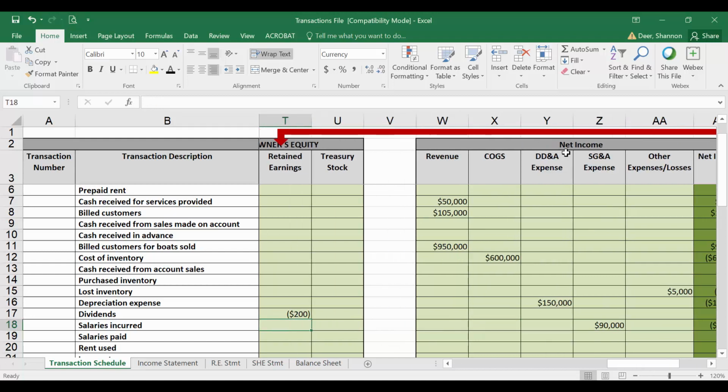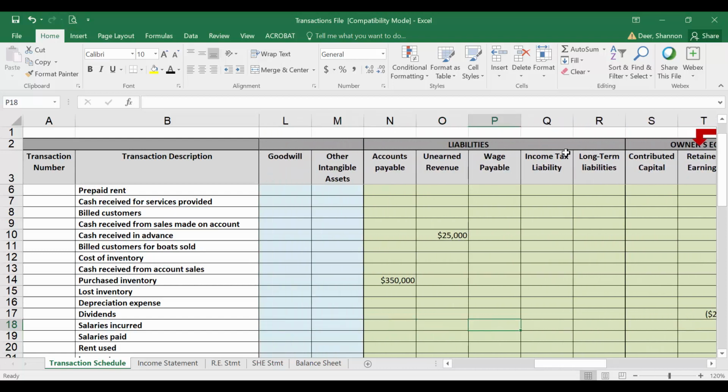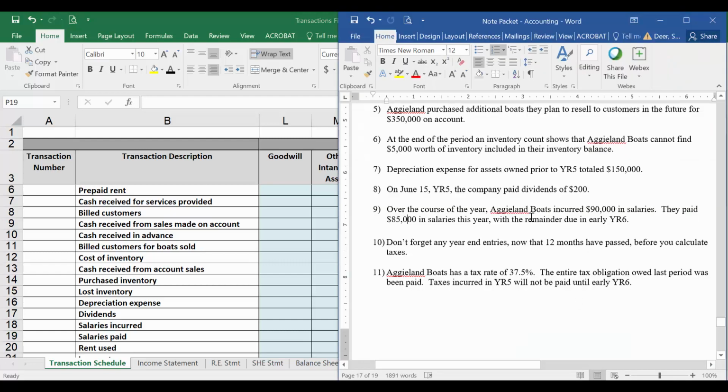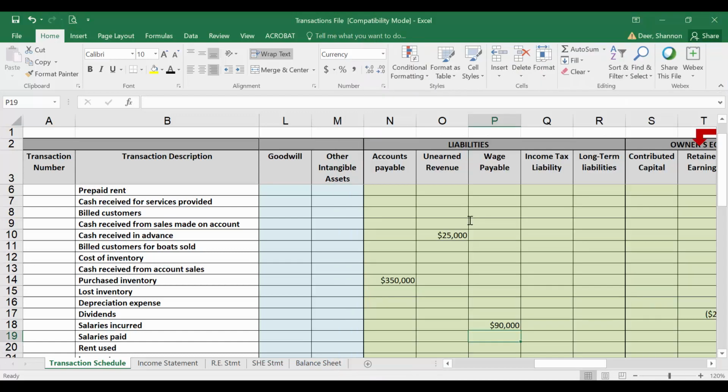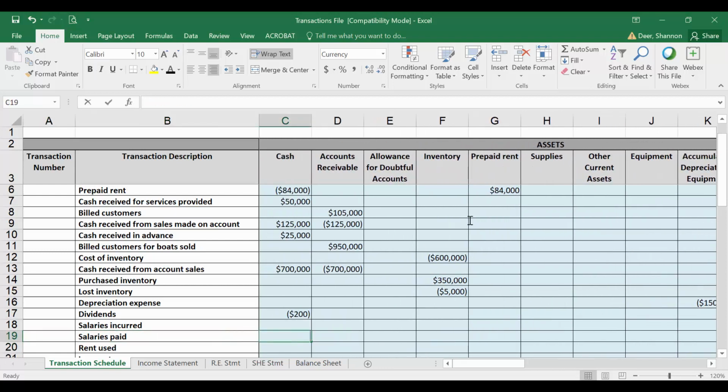All right, let's go over and record the other part of these salaries. When we incurred the salaries, we would need to record a wage liability for the whole $90,000. I'm going to go ahead and record that here. But the second part of the transaction said that we actually paid $85,000 in salaries this year. So let's go ahead and record the payment of those salaries. First, I'm going to reduce wage payable by $85,000. Then I need to go over and reduce cash by $85,000 as well.